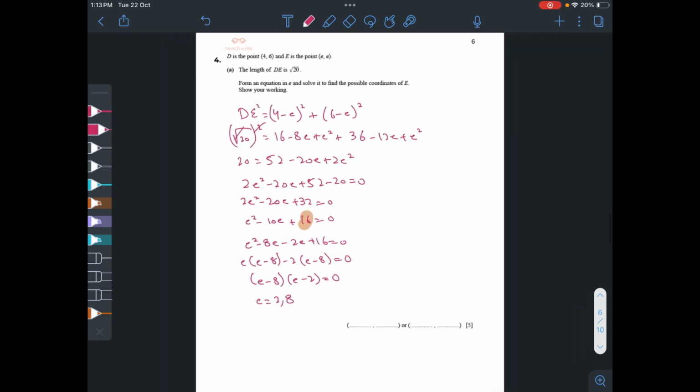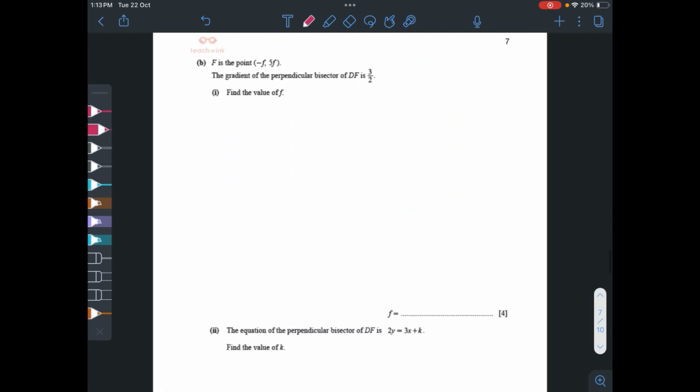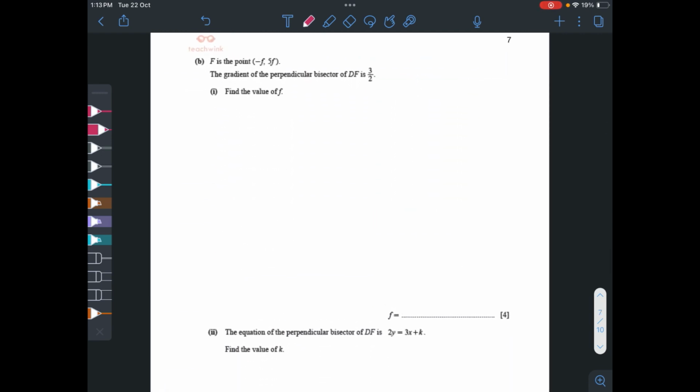Wait. It says form an equation in e and solve it to find the possible coordinates of point E. The possible coordinates of point E, if I use 2, that means I write (2, 2) over here. If I use 8, I write (8, 8) over here. The coordinates of point E are actually (e, e), so both values are used together. So (2, 2) and (8, 8). The next question says F is the point (negative f, 5f).